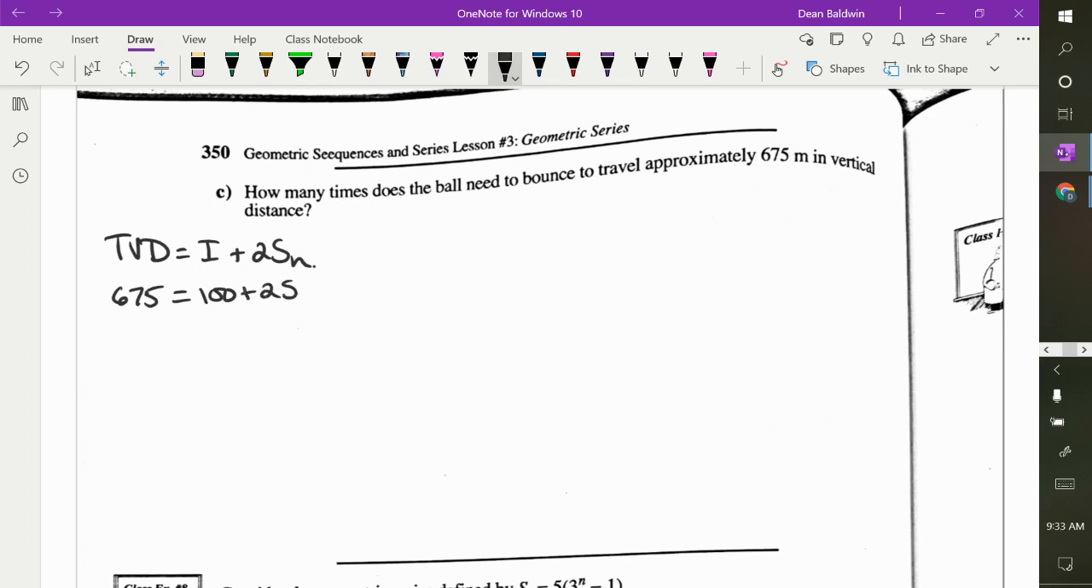So what am I solving for? You're going to solve for Sn, essentially. And within Sn, you're going to solve for n. Initial height is the height of the building. So if I move this 100 over, I get 575 is equal to 2 Sn. If you divide off the 2, you get 287.5 is equal to Sn. Okay, what's Sn? It's going to be the second formula on your sheet. So really what you're doing is this.